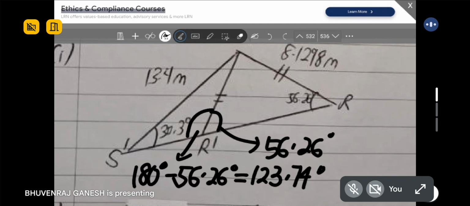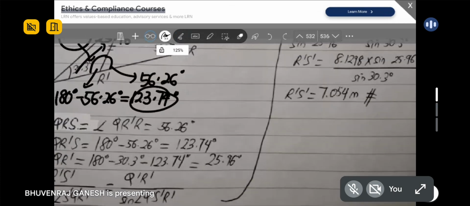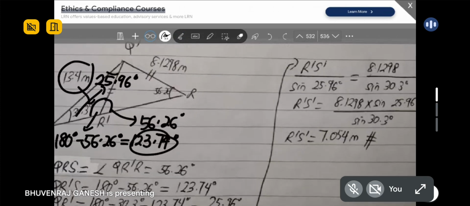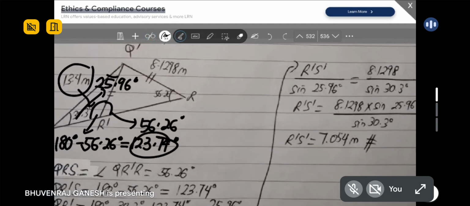So if you think and see, what can you do? You can also find the angle here. So 180 minus 30.3 minus 123.74, 25.96. So sine rule lah, guys. Can you see? R prime S prime over sine 25.96 equal to 13.4 over sine 123.74. Are you clear? That is your equation. Okay, so if you press calculator, you will get the answer 7.054 meters.